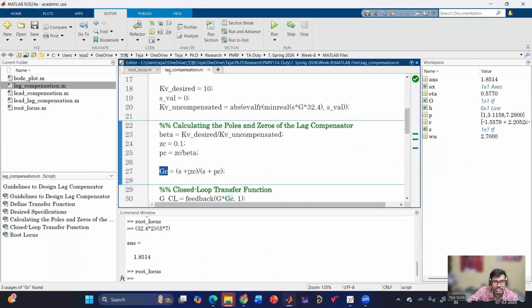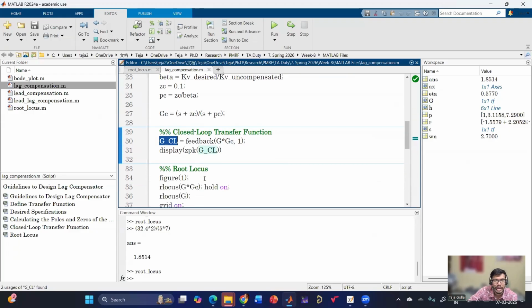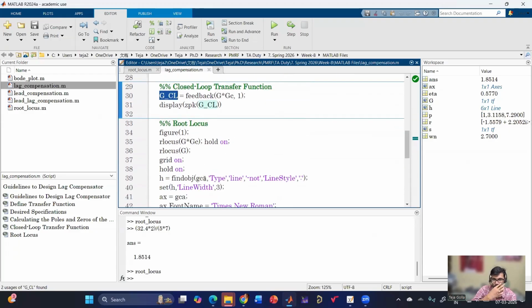So GC is (s + zc) by (s + pc). Now the closed loop transfer function can be obtained as G into GC by G closed loop. And now I'm plotting the final root locus of this G into GC as well as G. So what is G doing? G is simply making sure that my uncompensated loop is passing through the desired pole locations, whereas G into GC is also supposed to pass through it.